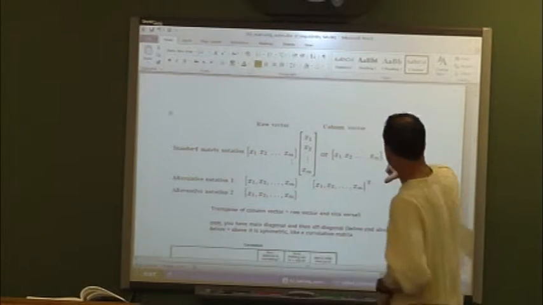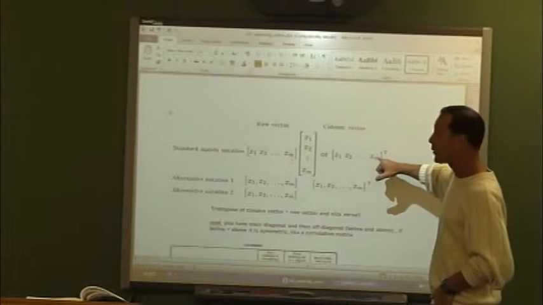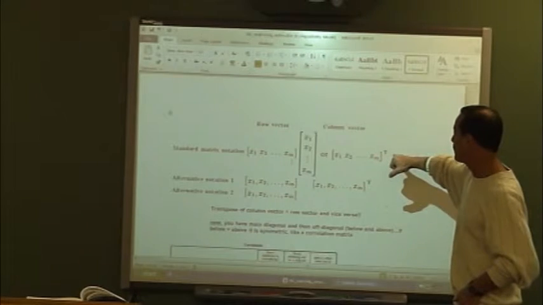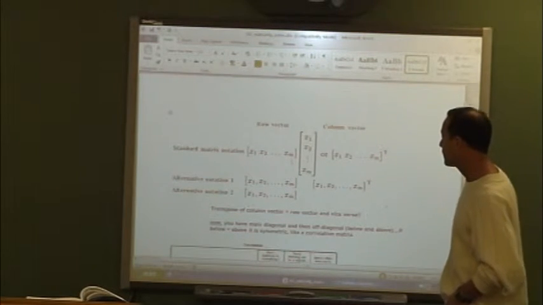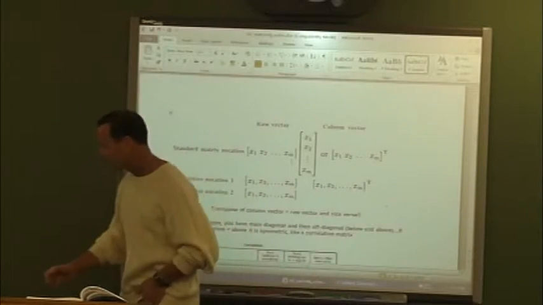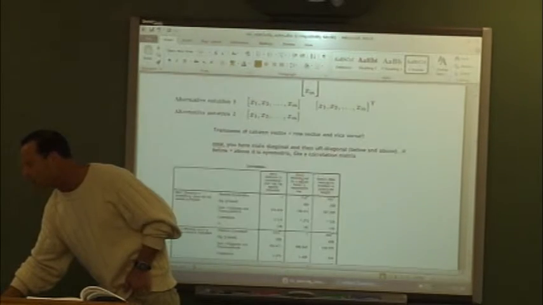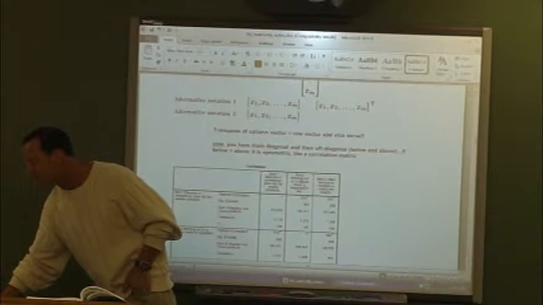And again, tell me what T means again? Transpose. So here, this row vector, if you transpose it, would become a what? You got it. Excellent. So a transpose of a column vector equals a row vector and vice versa.